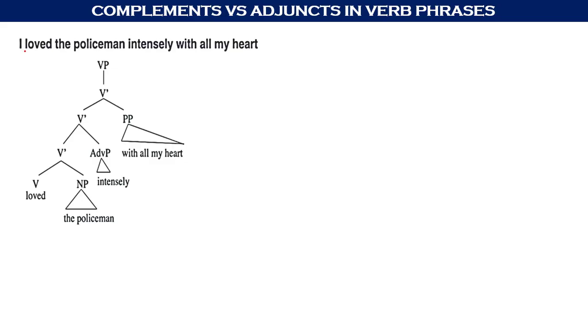Now let us illustrate this verb phrase on our tree. I loved the policeman intensely with all my heart. So we have our verb phrase, loved the policeman intensely with all my heart. First of all, this is a verb phrase, so we have our VP. So we will first apply the specifier rule, and the specifier rule states that this phrase should consist of the specifier and an X-bar. But since verb phrases do not have determiners as specifiers, we will just bring a V-bar. Now we are coming down to the adjunct rules.